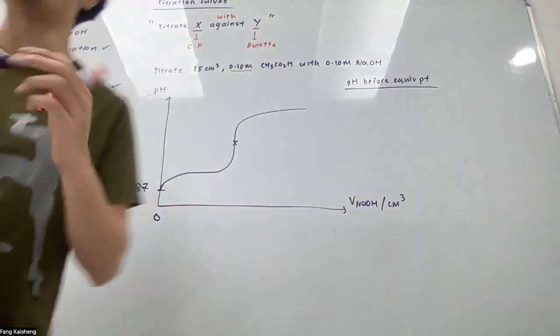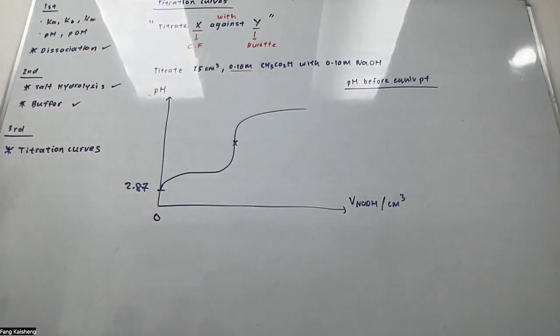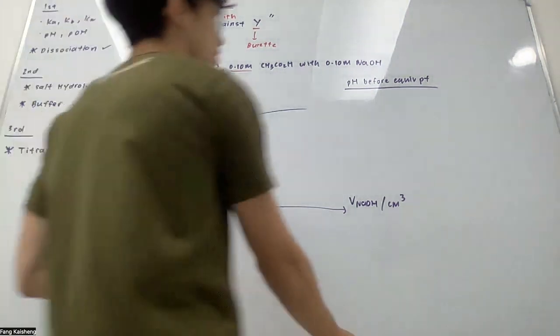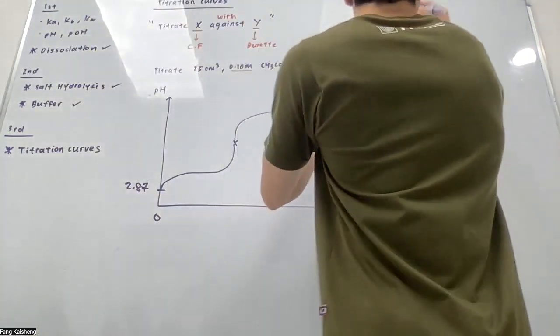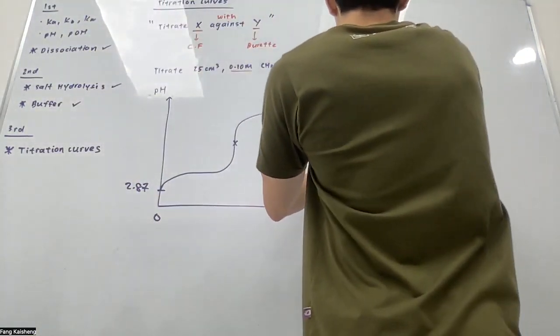Remember, guys, to identify which of the three question types, you must tell me what species is right there. Actually, before that, since it's the big buffer here, I want to go straight to the middle first. What is the pH at the equivalence point?